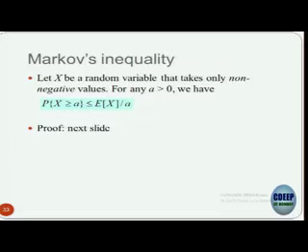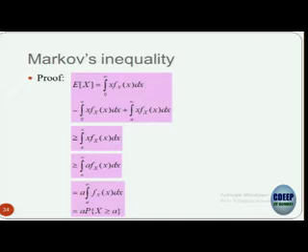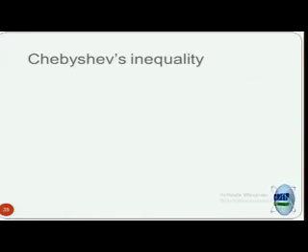Markov's inequality states that let x be a random variable that is non-negative and then for any a greater than 0, we have the probability that x is greater than or equal to a being less than or equal to the expectation of x divided by a. And I think we did the proof last time, correct? We did this proof. Okay, so I am not going to repeat it.